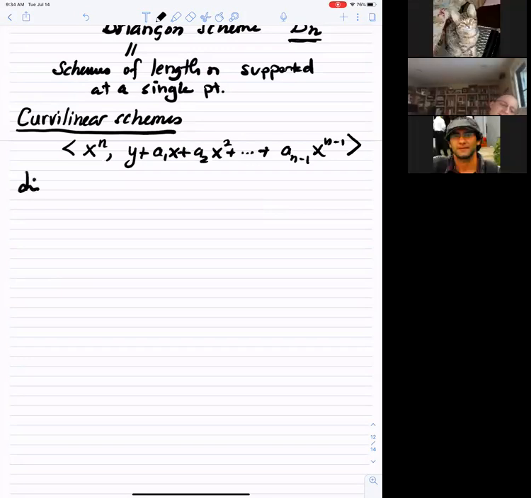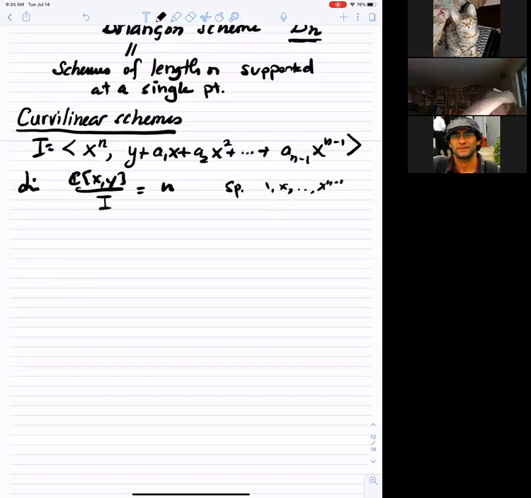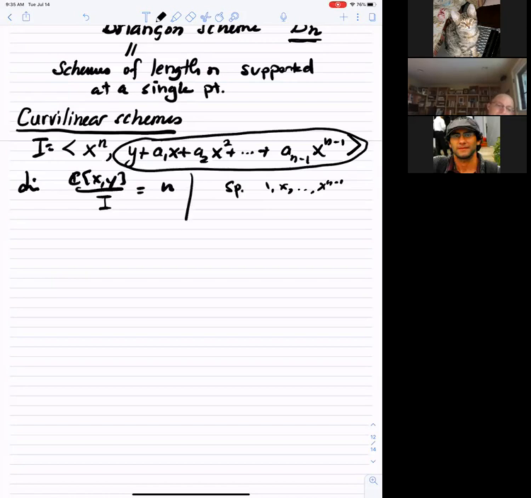So the dimension, let me call this I, of C[x,y] mod I is really n, right? It's spanned by 1, x, dot dot dot, x^{n-1}. If you have these things, then you can solve for y, right? Okay. All right, so these things are called curvilinear schemes simply because they lie on the smooth curve. So these are schemes that lie on the smooth curve.